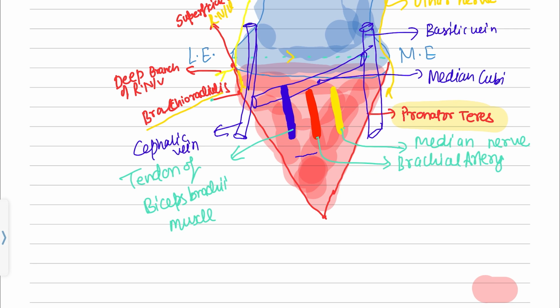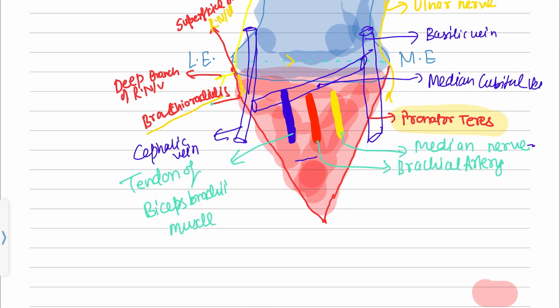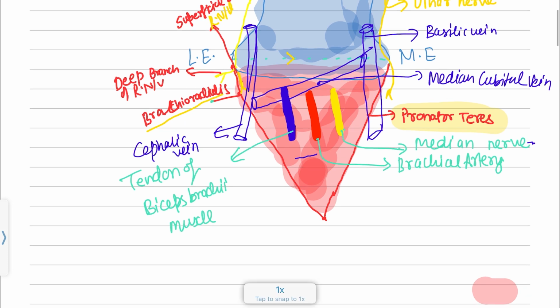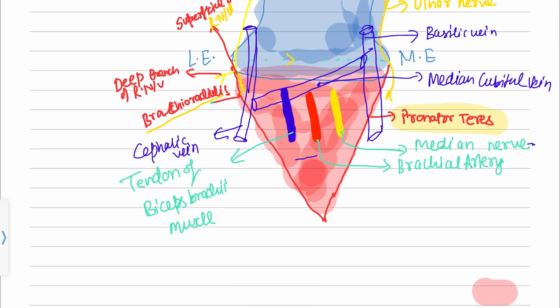As the median cubital vein is fixed between the two veins, the basilic and the cephalic vein, it is very hard for it to move when you draw blood. So it just remains stationary, and then you can easily draw the blood from it. So I guess that is okay.